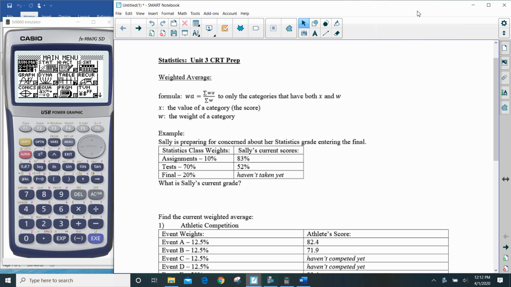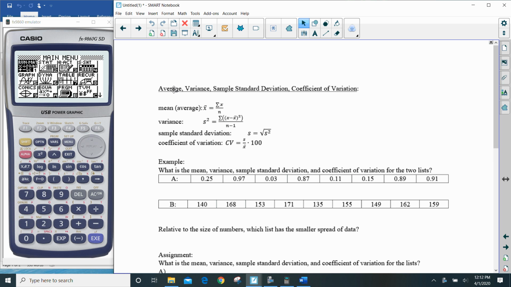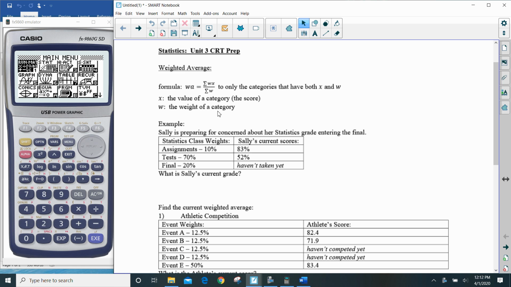All right, welcome to Unit 3's CRT preparation. What we are going to be covering in this topic is weighted averages, and then the general topic of average, variance, sample standard deviation, and coefficient of variation. All right, so let's begin with weighted averages.